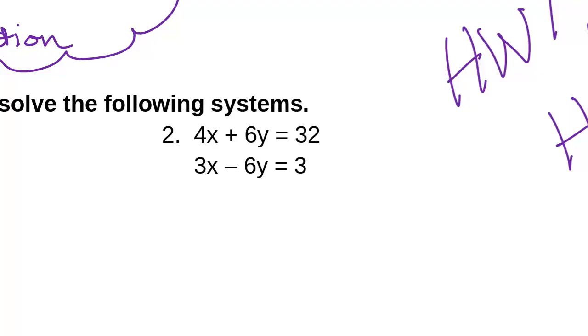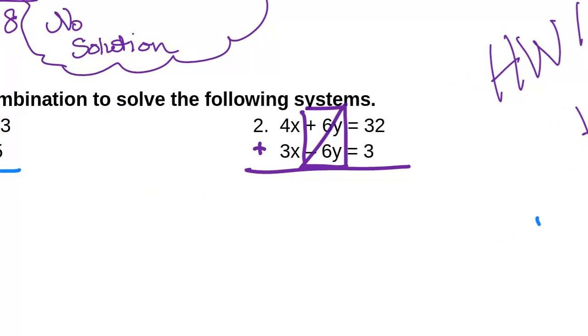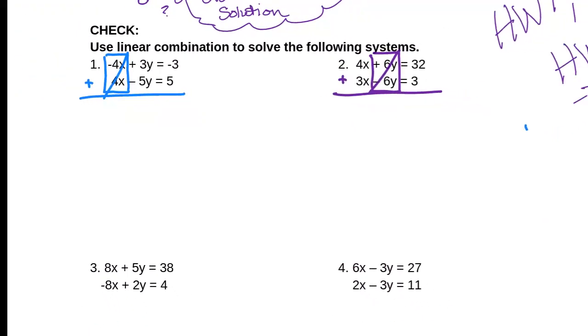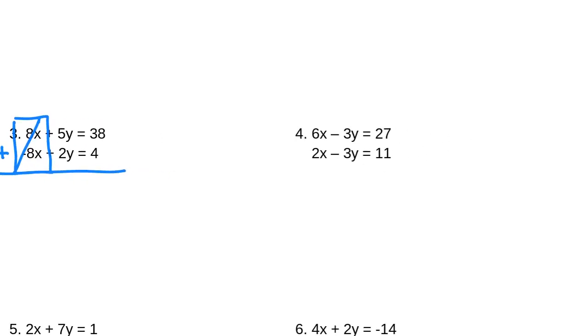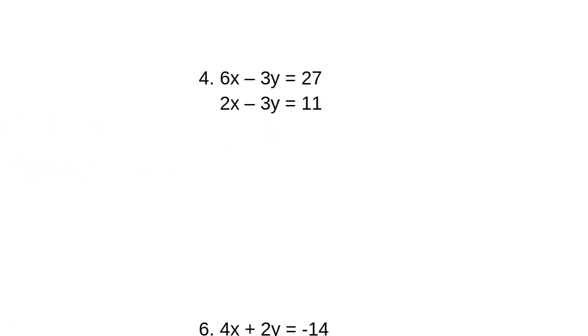Number 2, what would you eliminate here? The 6's with the Y's, right? Those are opposites. Add those together, cancel those out. All right. So let's take a look at number 3. Add them together. I know. Edward, what would we cancel out here? X's or Y's? X's, yes. Good. They're already opposites. Get them out of there. All right, let's take a look at 4.